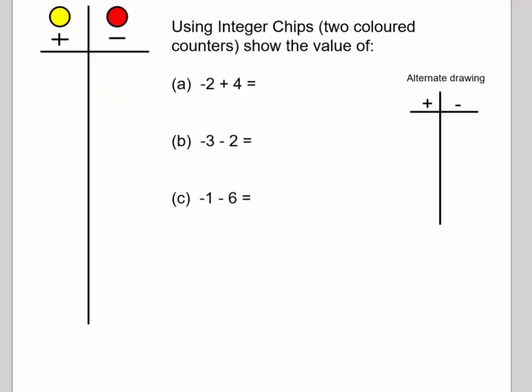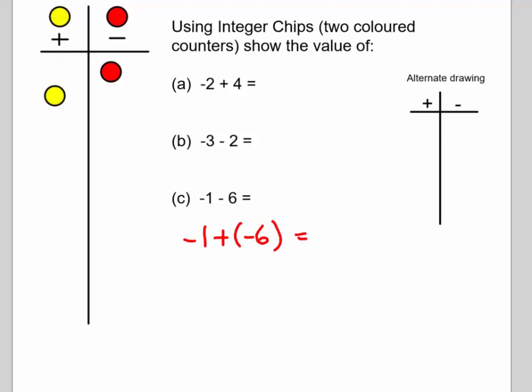Okay, so we're going to start with a negative 1. And again, now this says subtract 6 positives. Well, we don't have any. Or we can think of it as add 6 negatives. That's an alternate way of viewing the problem.